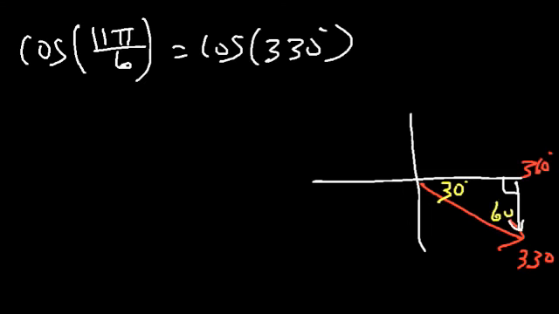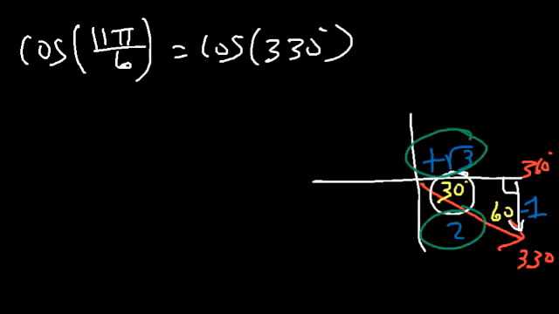So it's a 30, 60, 90 triangle again. Across the 30 is a 1, across the 60 is root 3, across the 90 is 2. In quadrant 4, x is positive, but y is negative. So we need to focus on the 30 because that's a reference angle. Based on SOHCAHTOA, cosine 330 is going to be adjacent over hypotenuse. Adjacent is root 3, hypotenuse is 2, so it's positive root 3 over 2. So that's the same as cosine 11 pi over 6.